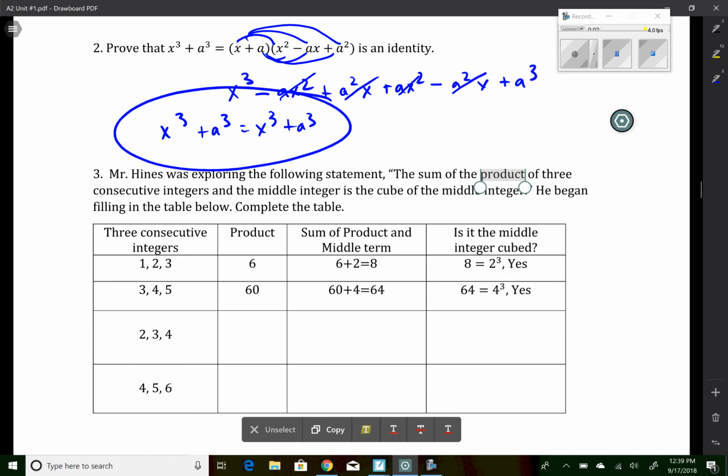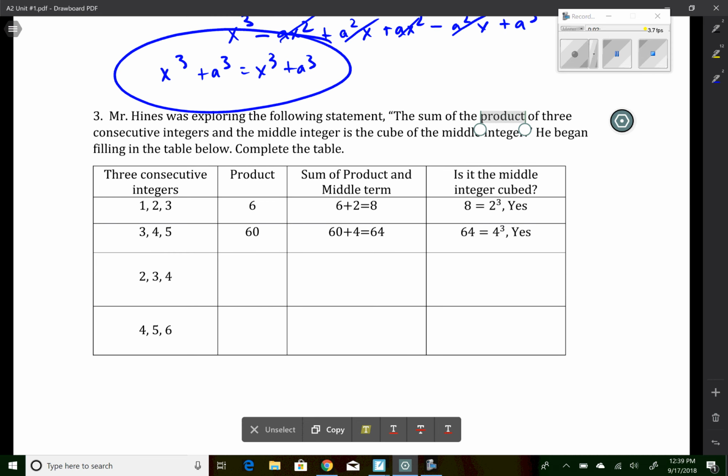Number 3 is talking about Mr. Hines exploring a statement: the sum of the product of 3 consecutive integers and the middle integer is the cube of the middle integer. He began filling out this table. So 3 consecutive integers means you're going to have 2 odds or 2 evens. So I did the first 2 for you. So it says 1, 2, and 3. So your product is multiply them all together, sum of the product and the middle term, and then cube it, so we can see if that works.